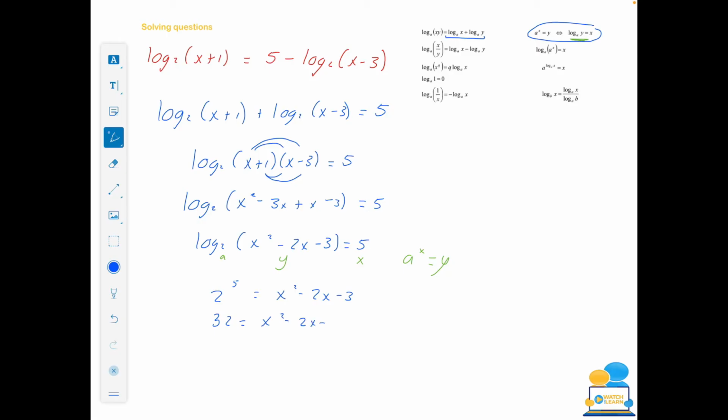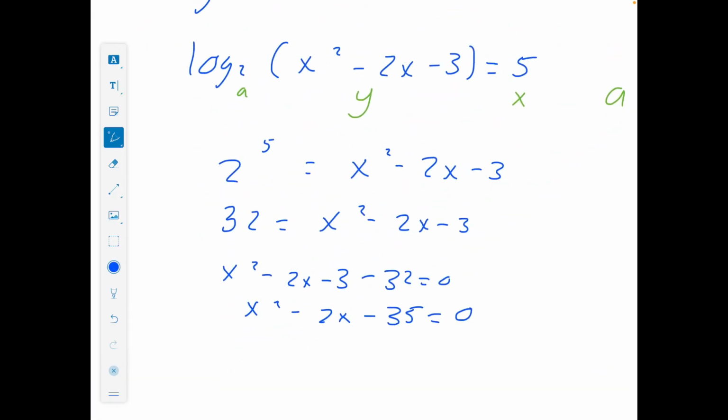Now 2 to the power of 5 is 32. So 32 is equal to x squared minus 2x minus 3. Now this is looking like a quadratic, so I'm going to bring everything to one side. So it'll be x squared minus 2x minus 3 minus 32 is equal to 0. So x squared minus 2x minus 35 is equal to 0. Okay, now we have a quadratic.